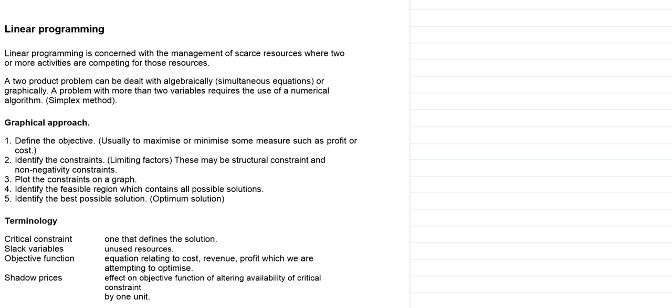The graphical approach has got 5 steps. Take them step by step. We start with defining the objective, usually the idea of profit maximization, and then look at the constraints that are stopping us from achieving that objective, plot the constraints on a graph. We then identify the feasible region. That'll be easier to see when we look at it on a graph, and using that feasible region we can solve the optimum production plan.